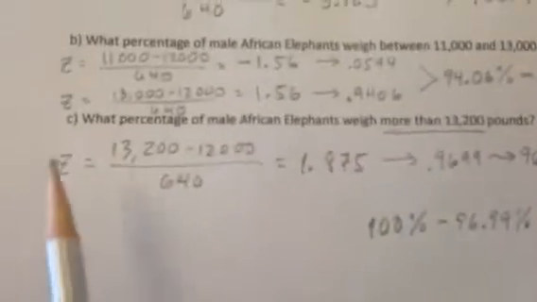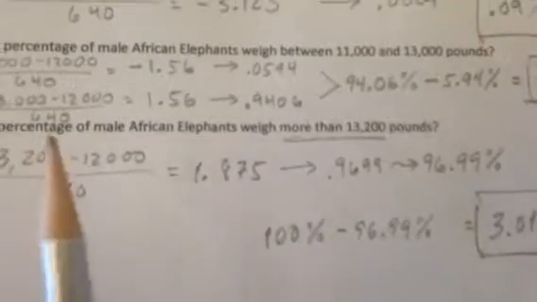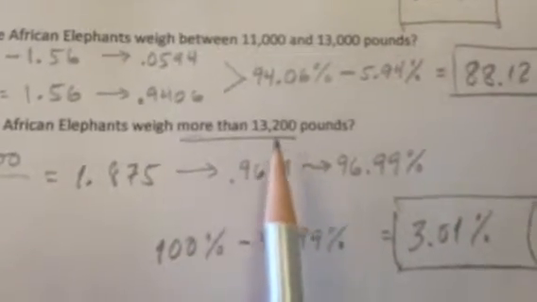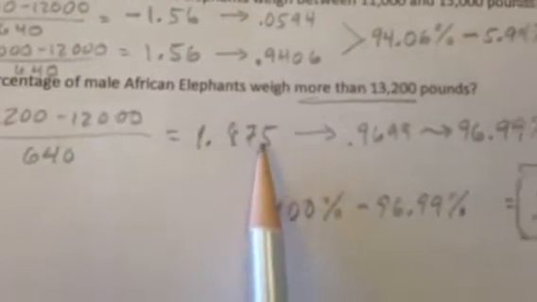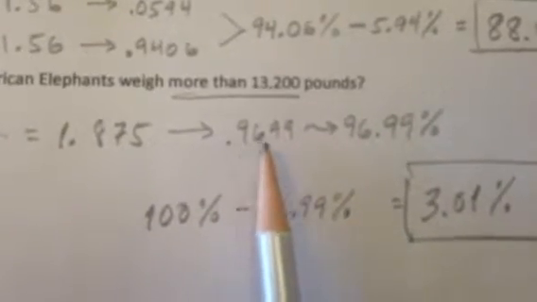And the last question here, what percentage of male African elephants weigh more than 13,200 pounds? Figuring out the z-score for that gives us a value of 1.875, and I used my chart to come up with 0.9699. So I come down here to 1.875, all the way over here, and I think I'm in this chart right there. There we go, that's the number. It's 0.9699 if you can't read that through the fuzzy screen.